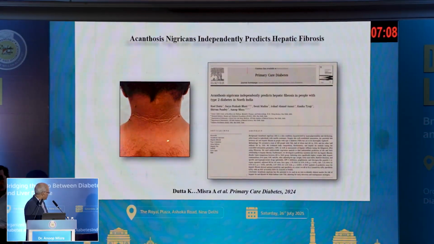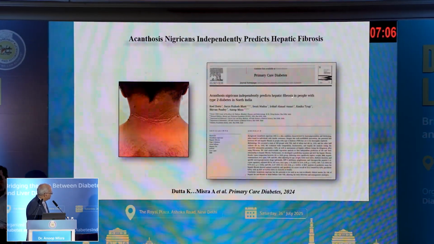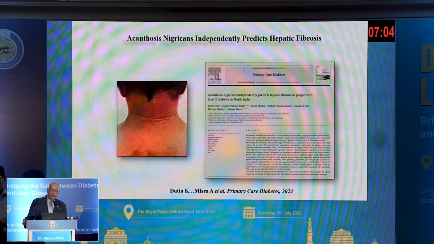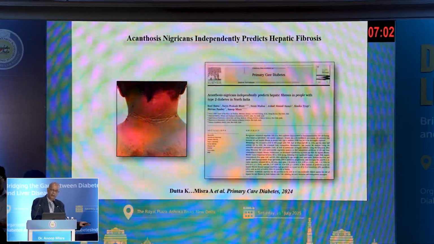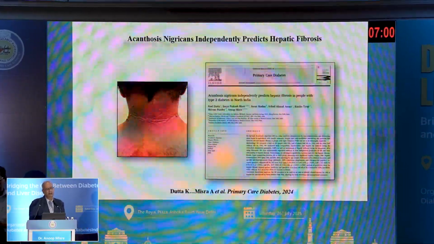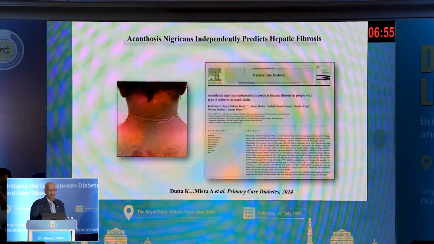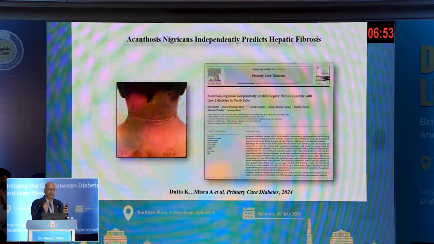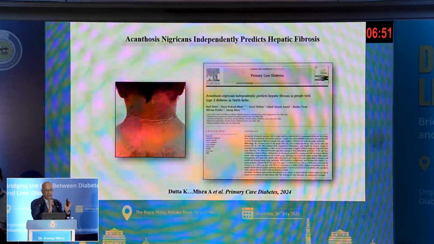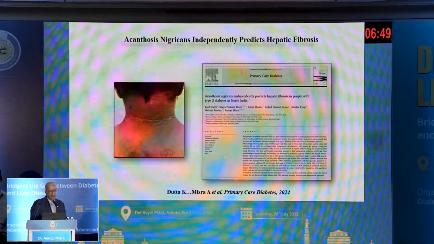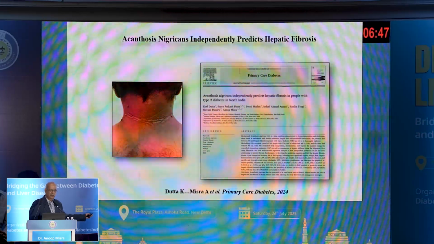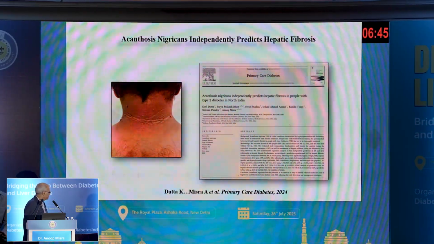Now look at this, acanthosis nigricans here. And this is our paper, this is the only paper in the world. A simple clinical parameter. We looked at liver fibrosis, and this predicts liver fibrosis like anything, in 80-90% of the cases. So please note down this particular sign in every patient.